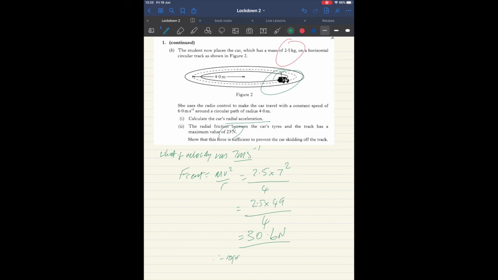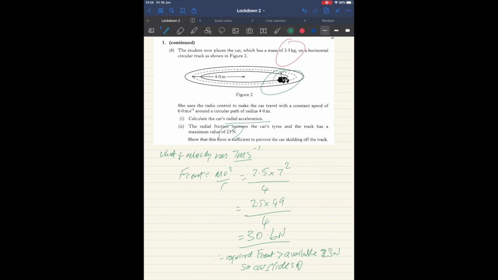You only have 23 newtons, so that car would come off at 7 meters per second. The required centripetal force is greater than the available centripetal force, which is 23 newtons from friction, and so it will come off. The centripetal force has to come from somewhere. So if a car is going around a corner and the force of friction is less than the required centripetal force to go around that corner, then the car will come off the corner. It's really important to get hold of that.